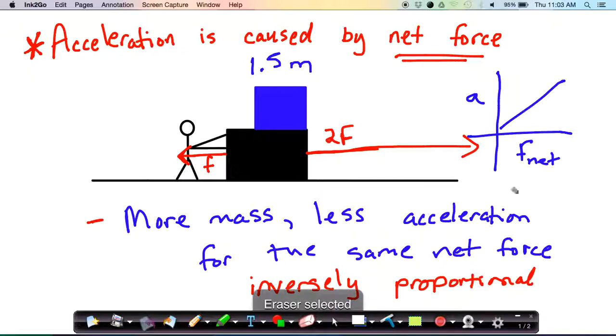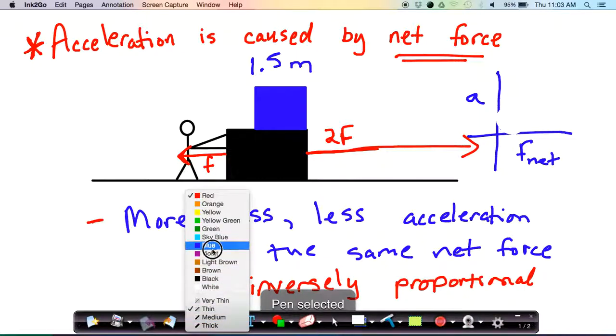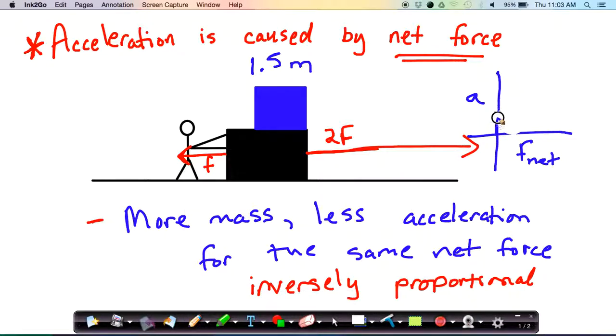So if we were to graph acceleration versus mass, let's change our graph here. We had acceleration versus force before. Now we want to make this acceleration versus mass. So we're going to change our x variable to mass. We would see that acceleration is inversely proportional to mass, and we would get an inverse function, something like that, if we were to plot acceleration as a function of mass, because these two variables are inversely proportional to one another.